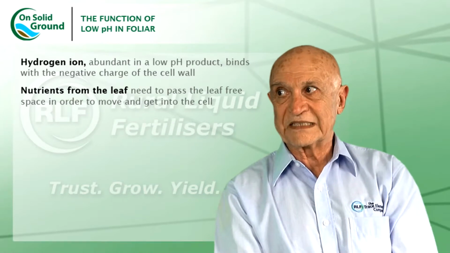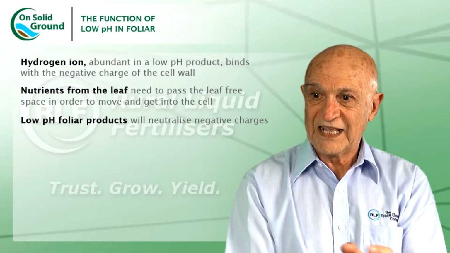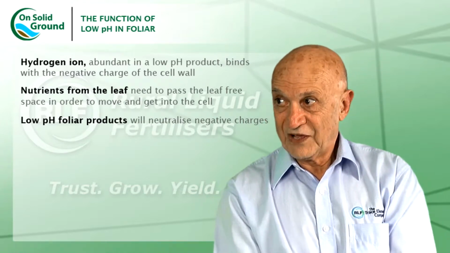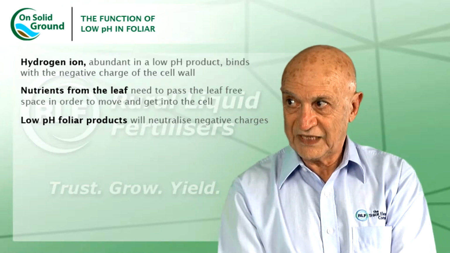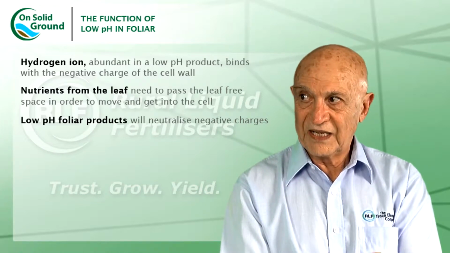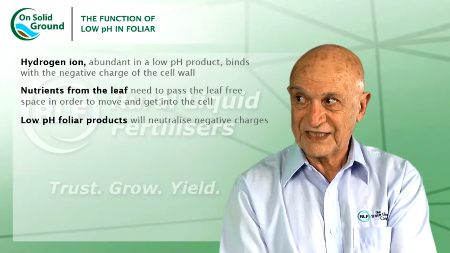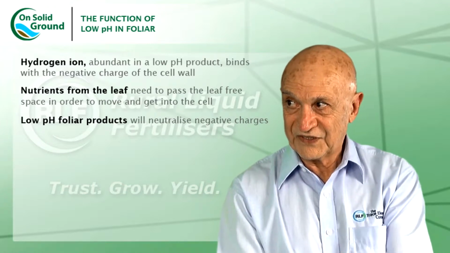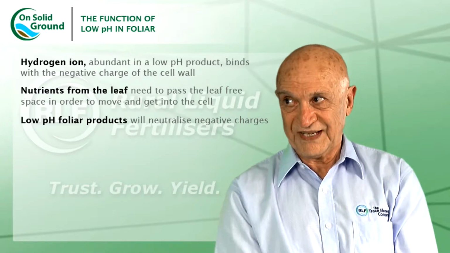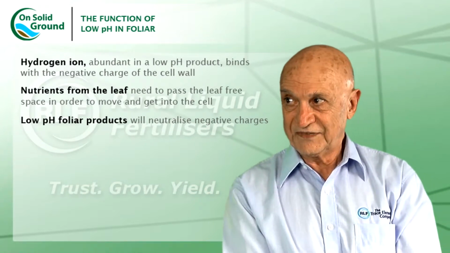Therefore, if I'm applying zinc, rather than zinc going quickly into the cell, it will be spent to neutralize those charges. Whereas if I have an acid pH foliar product, it will neutralize those negative charges. In other words, forget about those interferences of charge and fixation of those elements in the free space. Free space is outside the cell. And therefore the entry into the cell will be achieved very quickly.